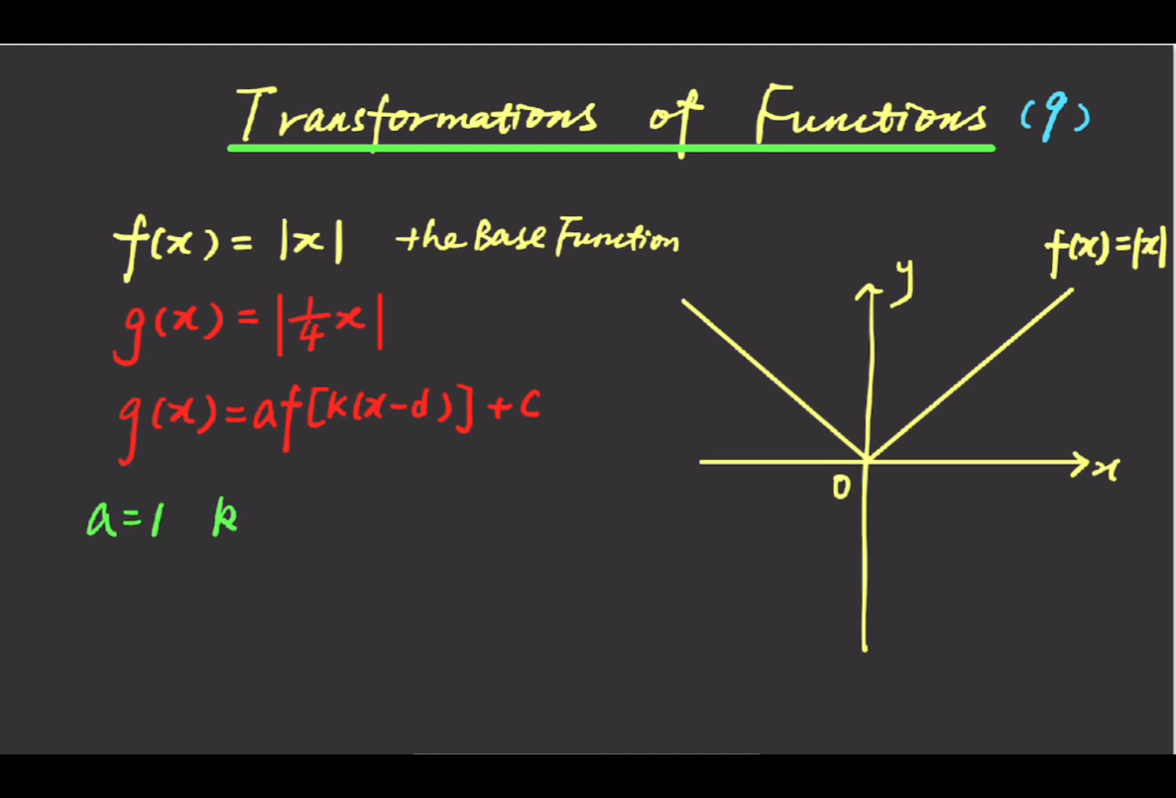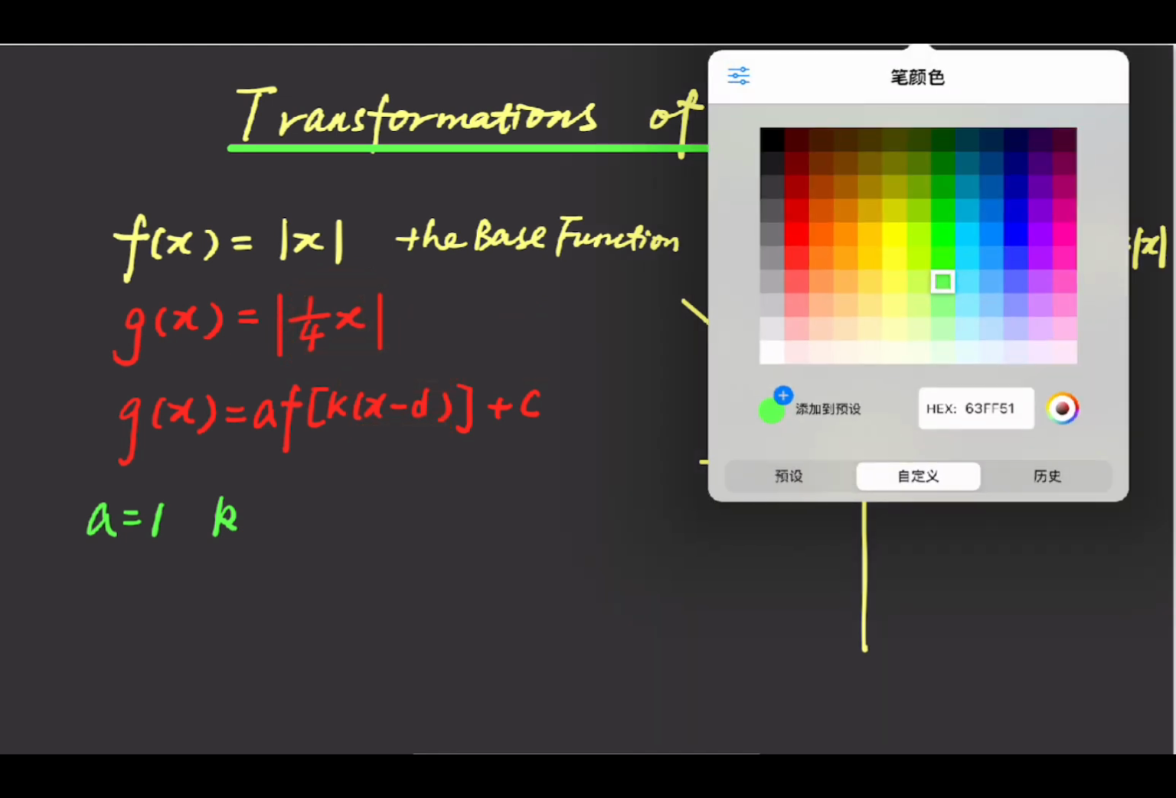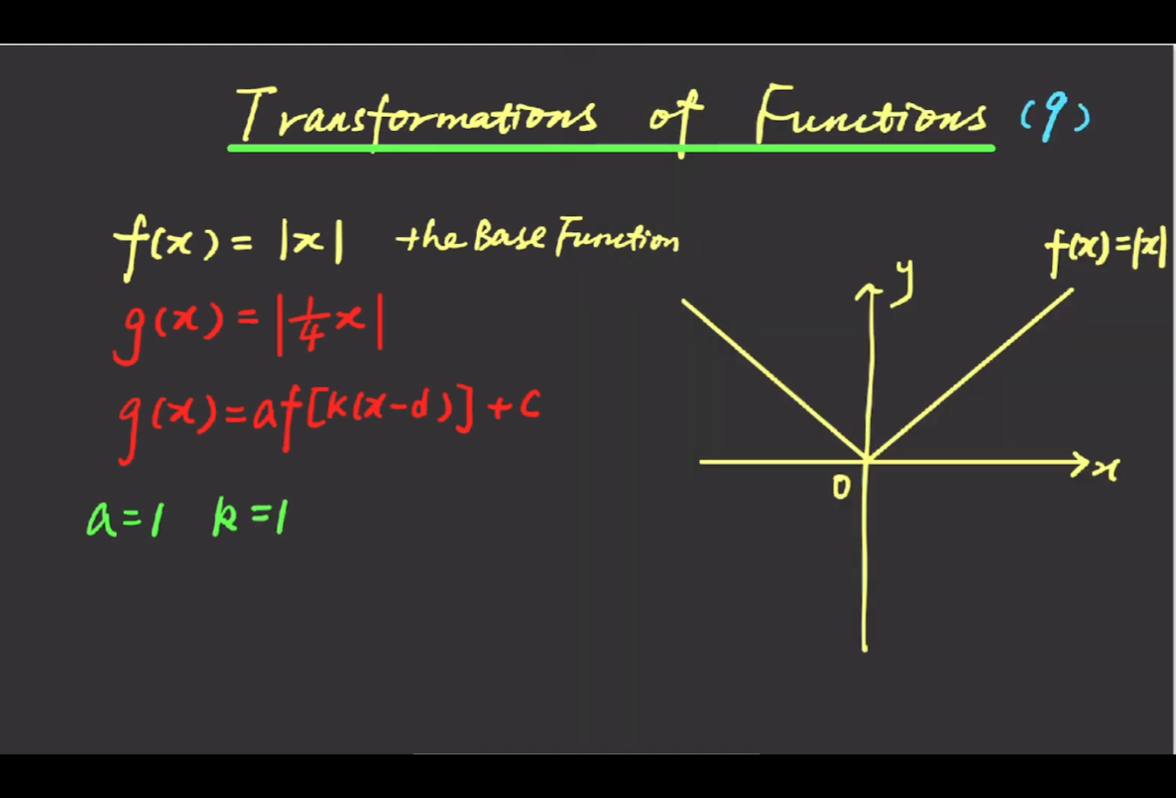What about k? For this part, x can be regarded as x minus 0 in brackets. So you can regard it as 1 over 4 times the bracket x minus 0. Outside of this bracket, this coefficient is just k. D equals 0. C equals 0, because behind this expression it is plus 0, so plus c. c equals 0. d is 0.